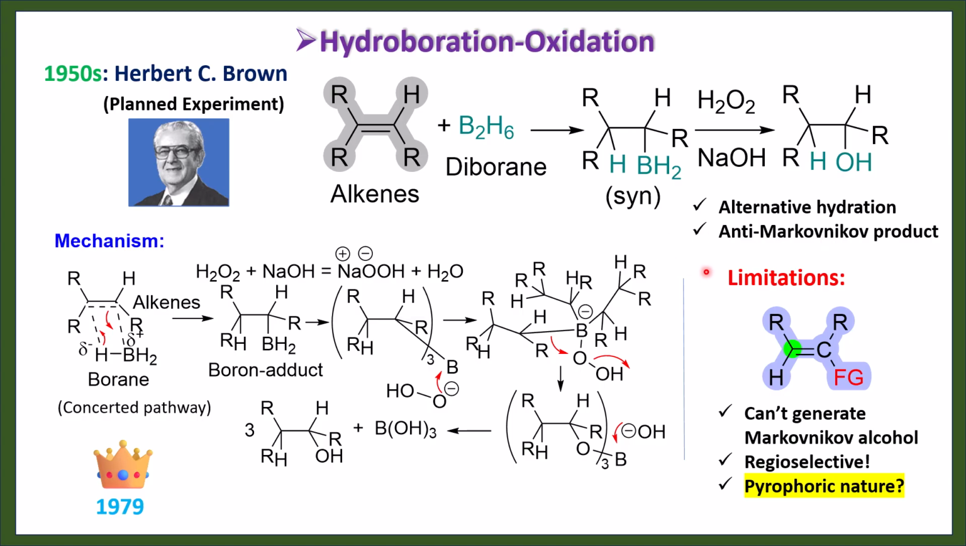Now this reaction also has a small limitation: it can't generate the Markovnikov alcohol, because it gives the anti-Markovnikov alcohol, whereas earlier hydration gives the Markovnikov alcohol. This is regioselective in nature, so the boron addition happens particularly at the less substituted carbon of the alkene. This is regioselective in nature.